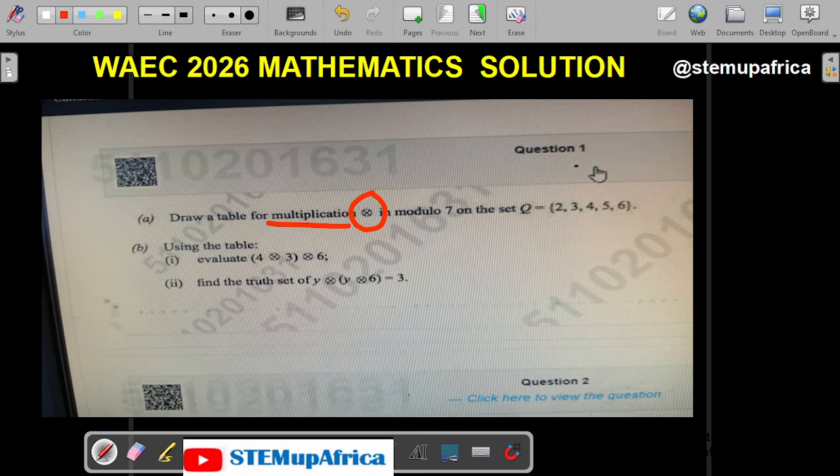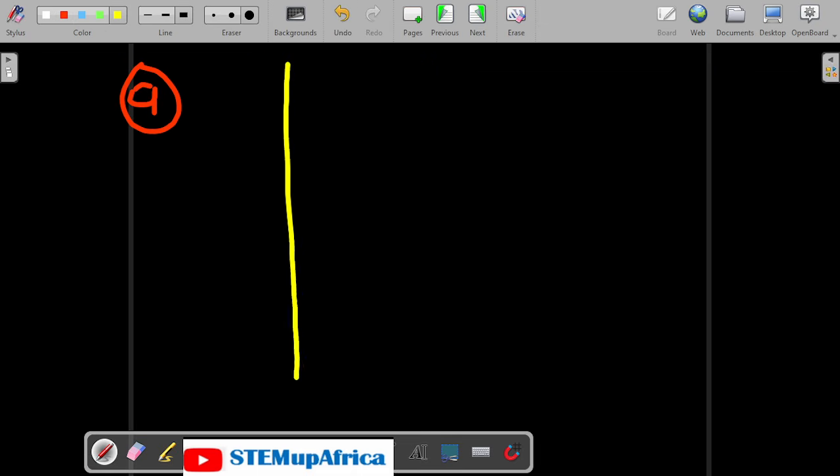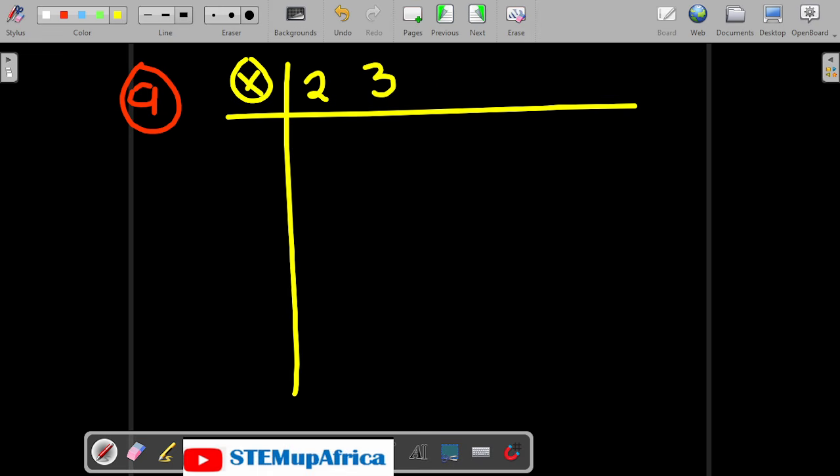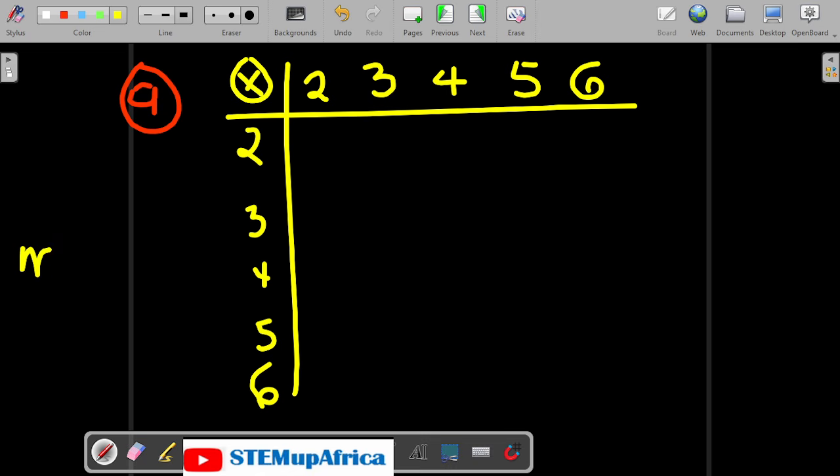So how do we do that? We're going to have question A. We have the set of numbers multiplying, 2, 3, 4, 5, and 6. The same set of numbers here, 2, 3, 4, 5, and 6. Don't forget we are using mod 7.